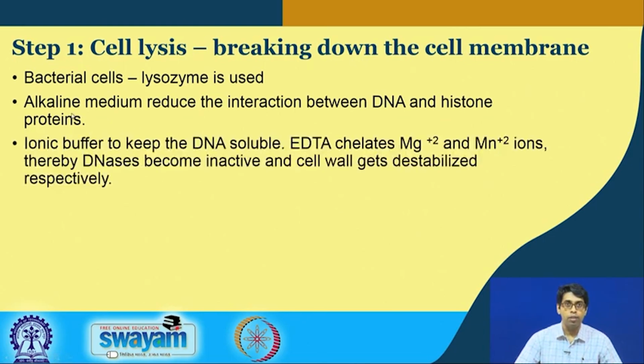So, what we do is we use an alkaline medium to break all the hydrogen bond interactions. We also increase the salt content so that these different ionic interactions are disrupted, and we also use EDTA, which is a small molecule that binds different ions such as magnesium ions, manganese ions. So, these are the ions which are removed so that different enzymes such as DNase, which can break a DNA, which can chew up our DNA, those enzymes are inactivated.